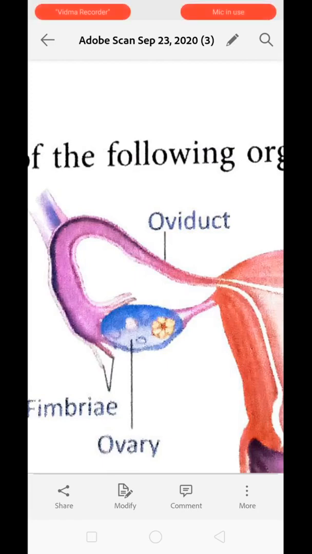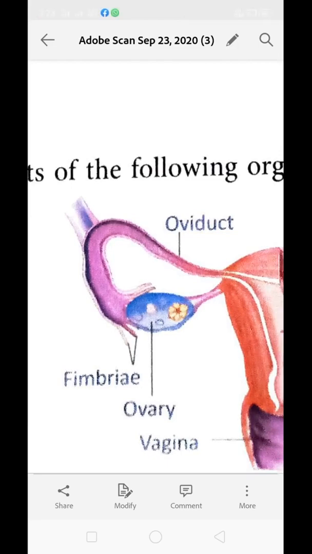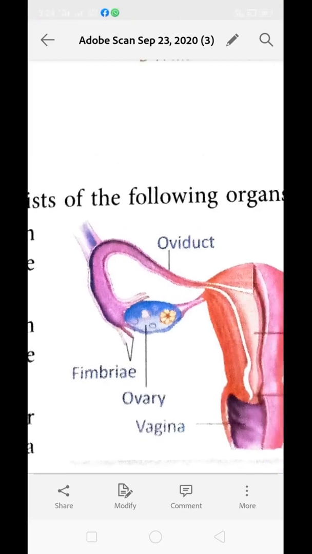Alternatively, the ovum or egg is picked up by the oviductal funnel or fimbriae. We have talked about fimbriae. The ovum which is released from the ovary is picked up by the fimbriae so that it can be transferred to the uterus after fertilization. Clear?